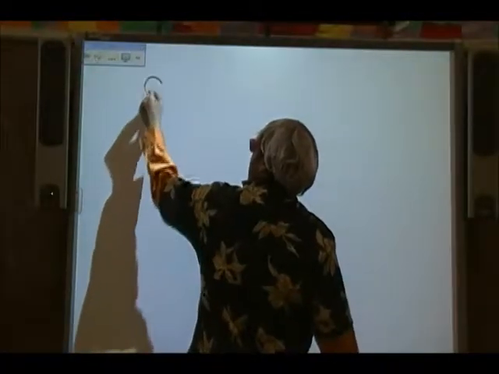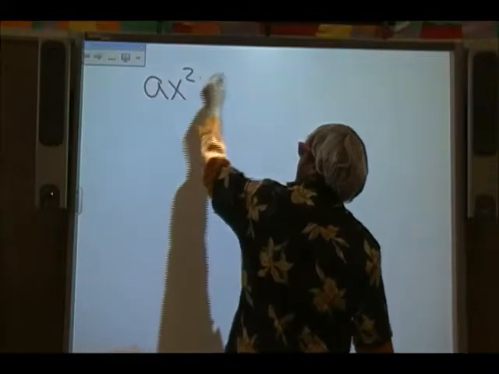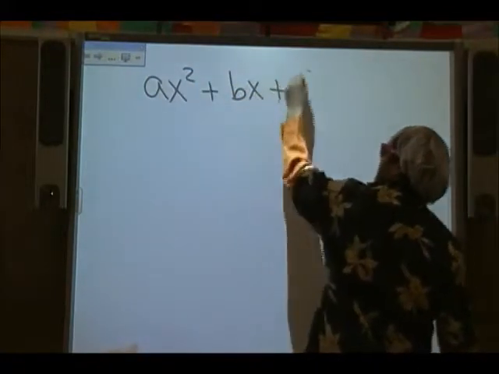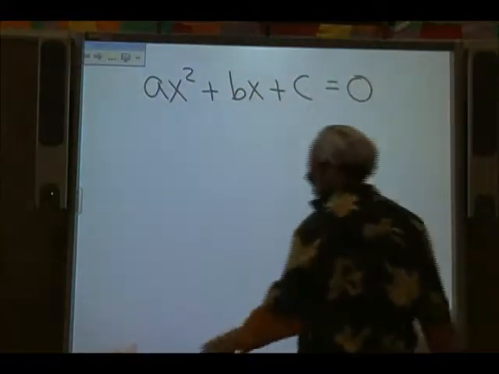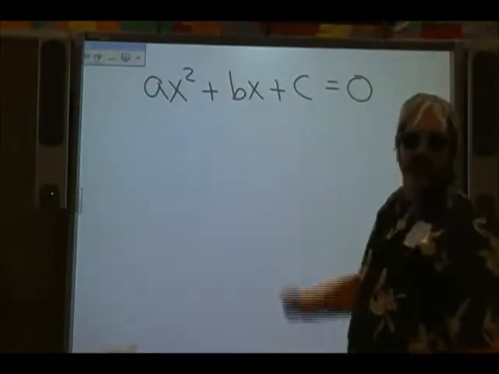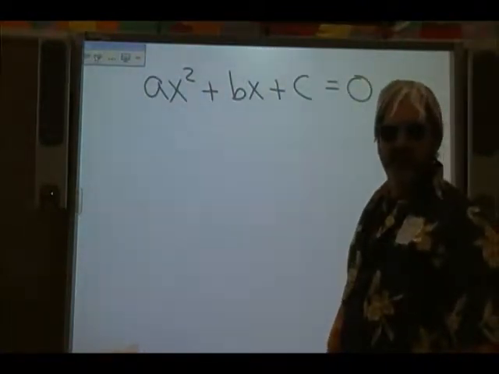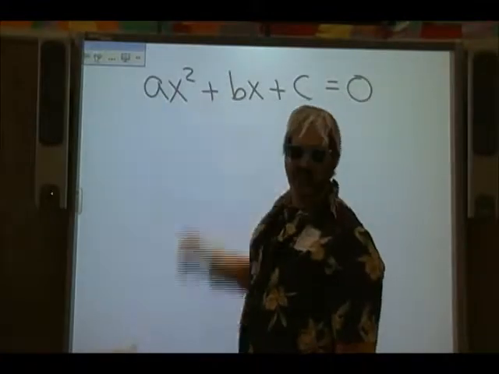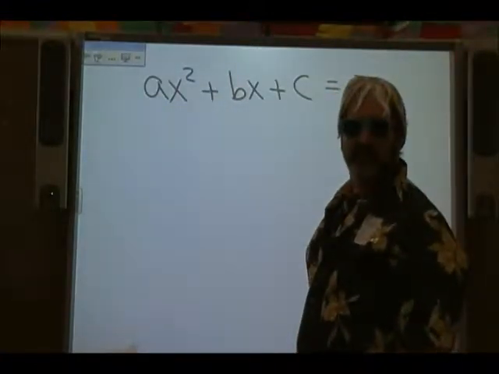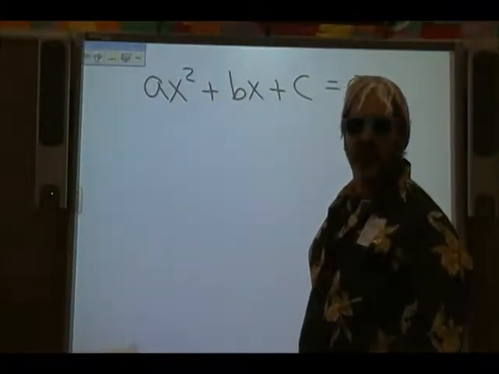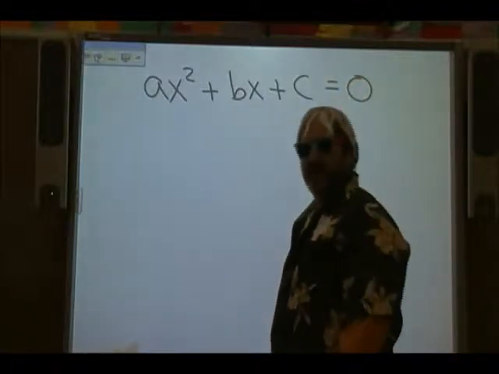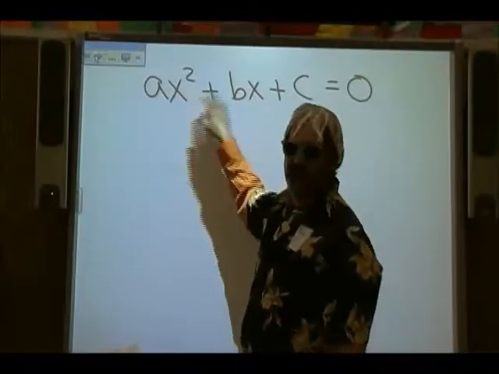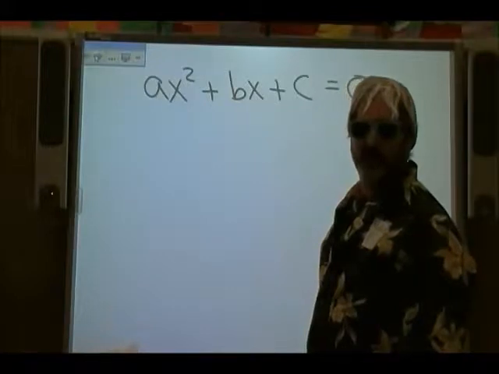You start with a quadratic equation: ax squared plus bx plus c equals 0. That's a quadratic equation in standard form. It's quad because it's got the square, and the square is a length and a width. It gives you 4 sides, right, if you make a square. So this is a quadratic, and quad means 4.